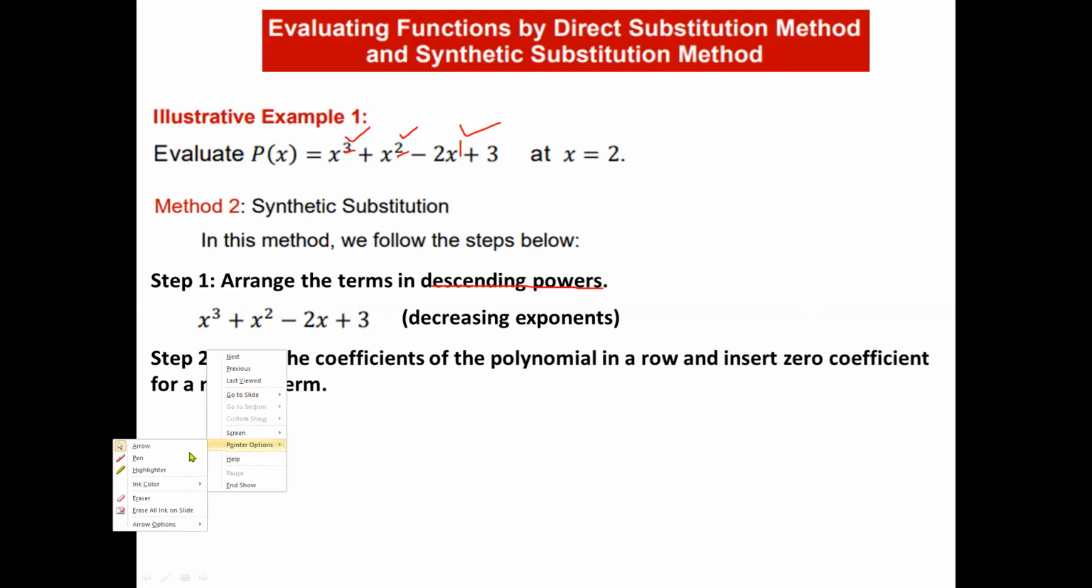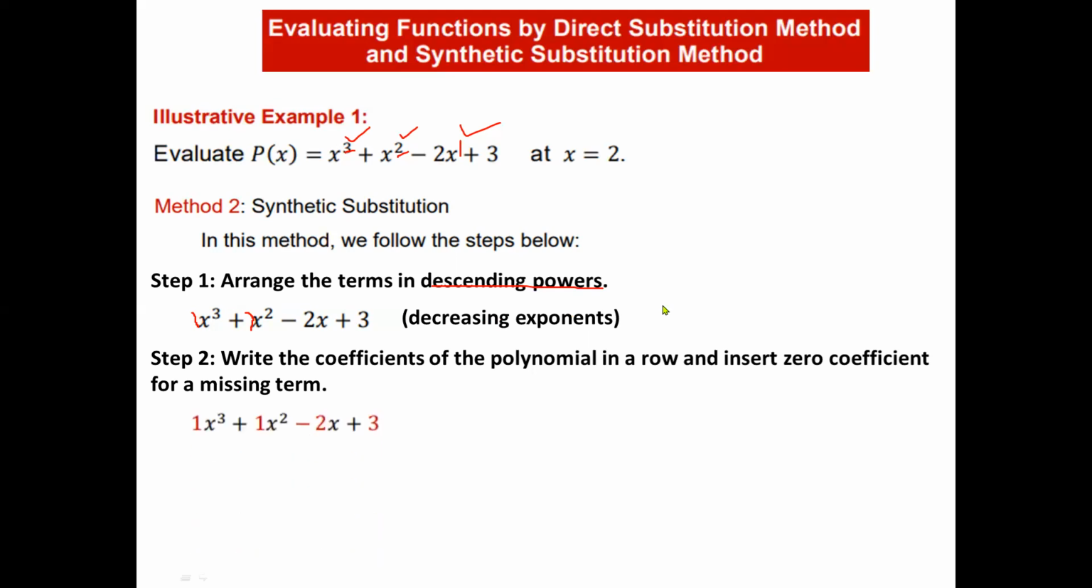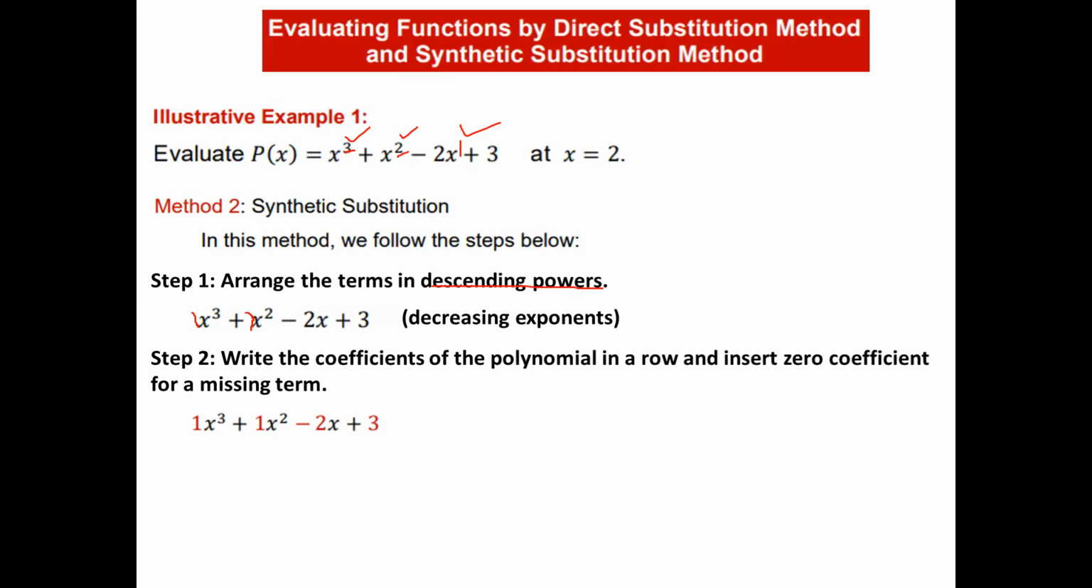At ano yung mga coefficients na yon? Ang x cube automatic may 1 yan. Ang x square automatic may 1 yan. So, all in all, we have 1, 1, negative 2, and 3. If we're going to rewrite them, we have this. So, 1 x cube plus 1x square minus 2x plus 3. So, kompleto. Wala naman laktaw. Hindi na tayo kailangang mag-insert pa ng 0 coefficient doon sa nawawalang term dahil wala namang nawawalang term.